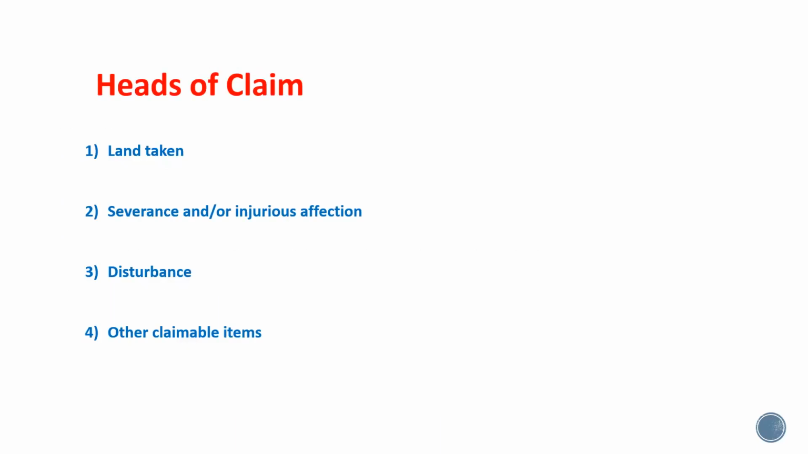So, heads of claim, basic, as I said: land taken, probably the more obvious one. Then severance and/or injurious affection. This is when part of land is taken or where no land is taken. And then there's disturbance. These are the three main heads of claim. And then there are the other claimable items as well. This is how we basically set out compensation claims.